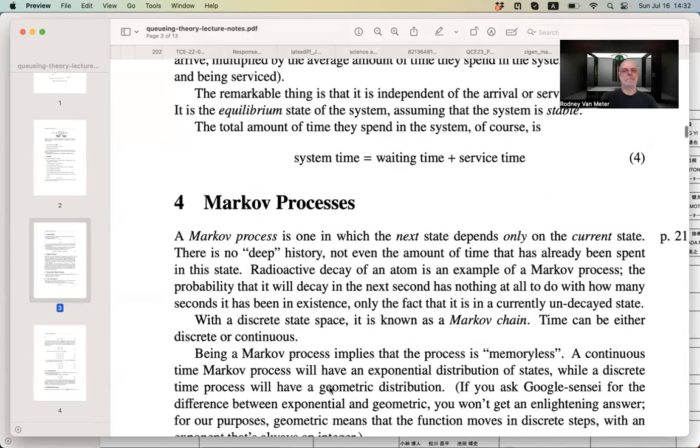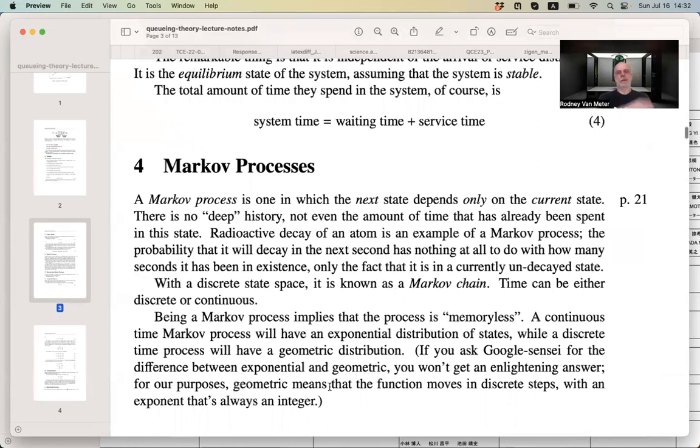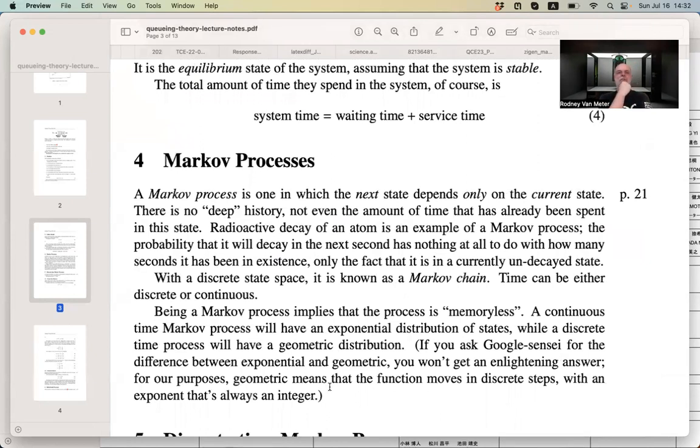All right. Let's talk about a Markov process. A Markov process is one in which the next state of the system depends only on the current state of the system. There's no deep history. There's nothing about where you were yesterday or the day before. The only thing that matters when you make a decision about where to go next is where you are right now.